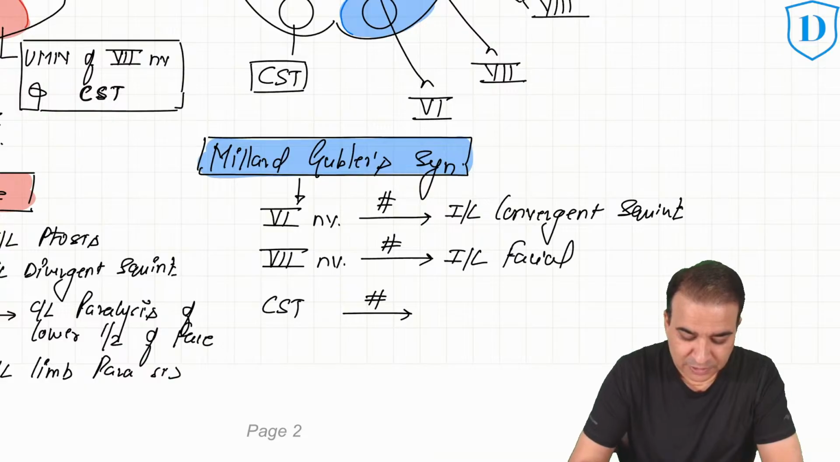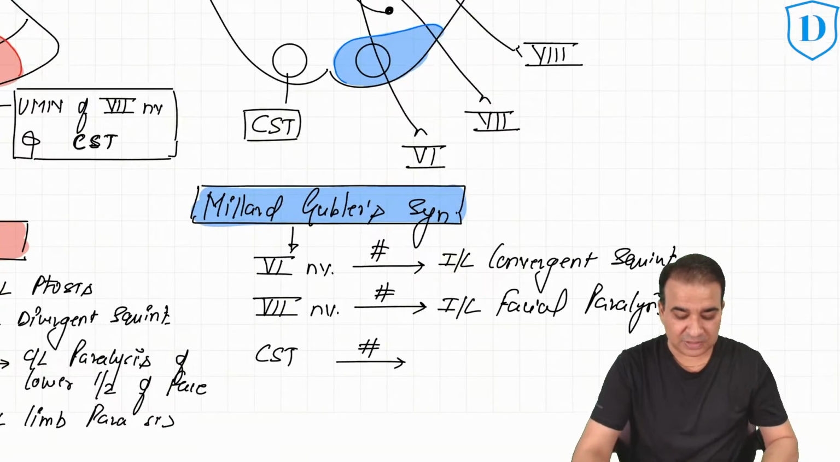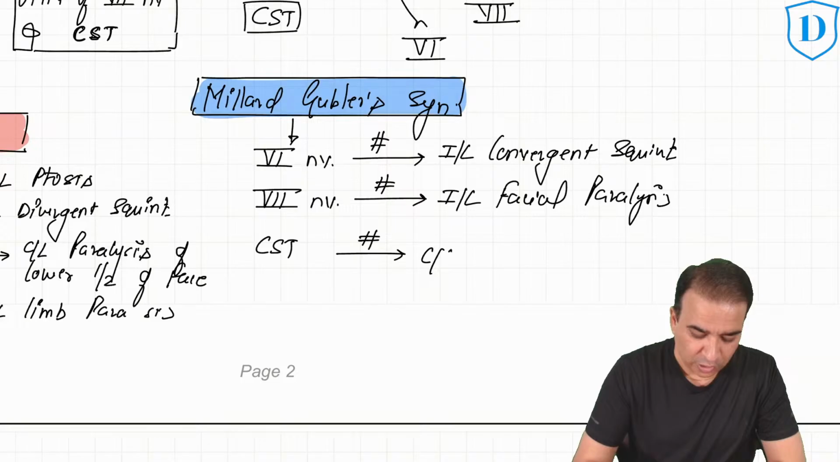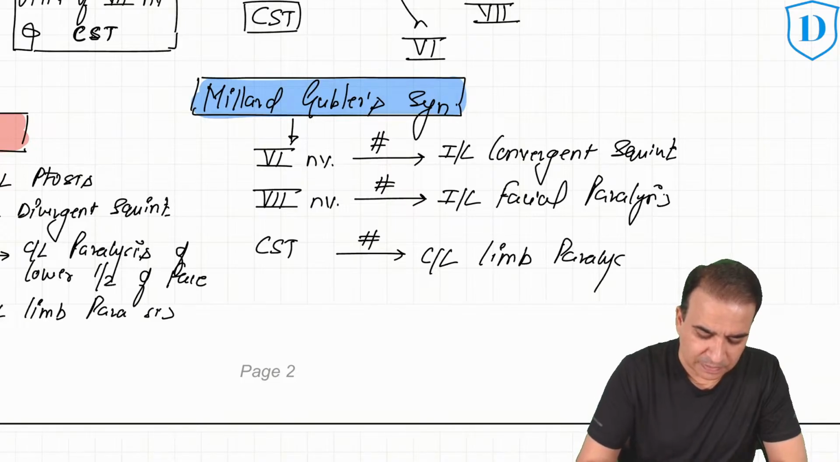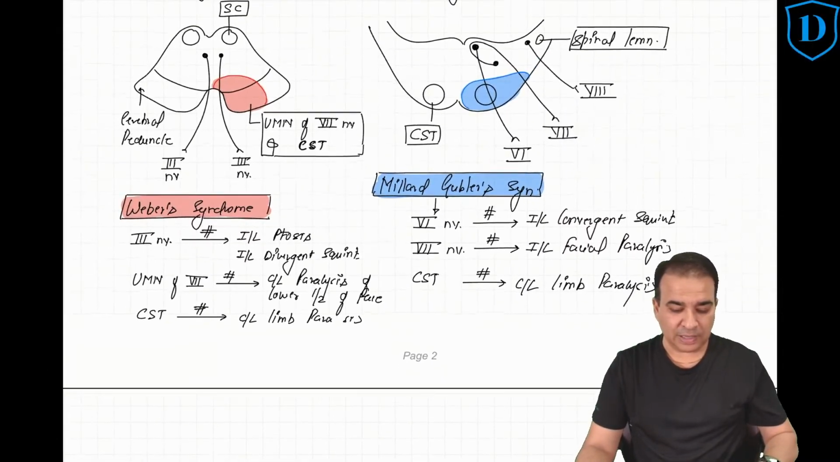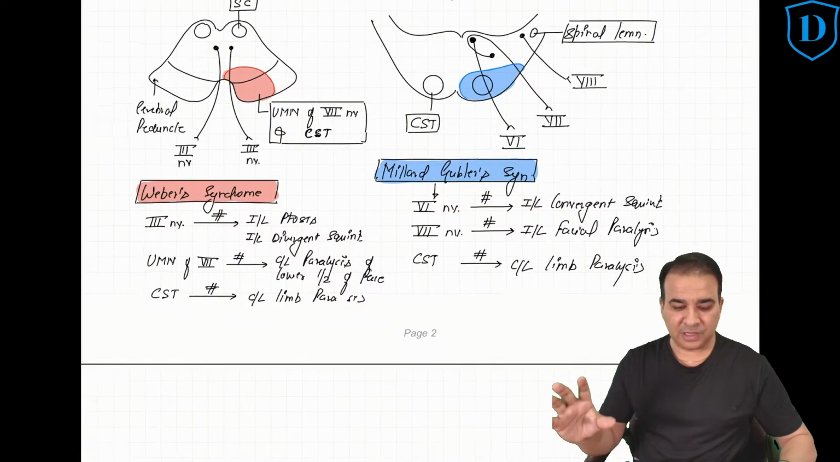So the patient will have an ipsilateral facial paralysis. The entire face of that side will be gone. Ipsilateral facial paralysis will be seen. And corticospinal tract involvement, once again, will lead to what? Contralateral limb paralysis, or you can say contralateral hemiplegia. Contralateral hemiplegia.